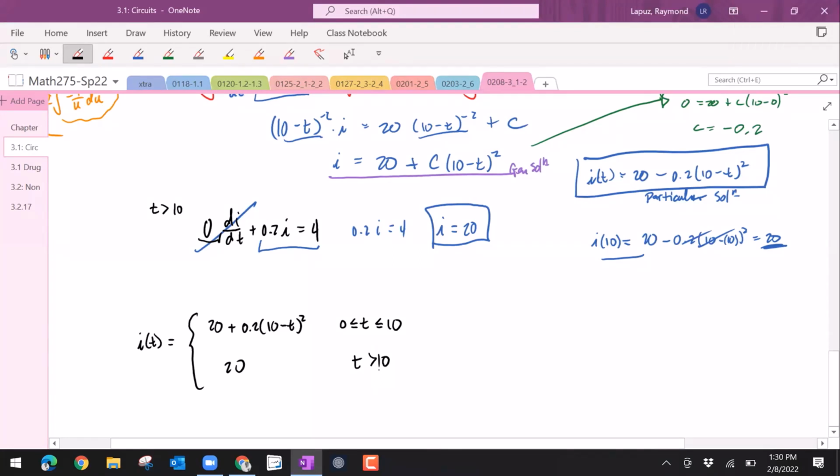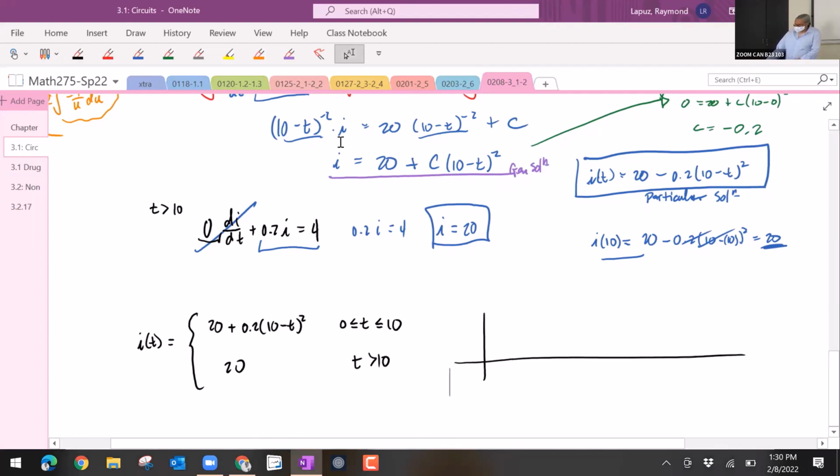And I think they want us to graph. If we were to graph this, I know a couple of key points that we need on the graph for sure. We have an initial condition of (0, 0), and then we just found that when t is equal to 10, I is equal to 20. So I'm going to put that here. After 10, it'll just be constant, so that's just going to be a horizontal line. Between 0 and 10, it's this.